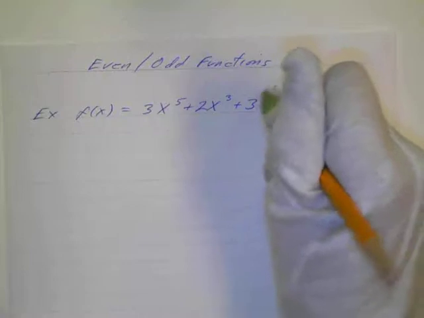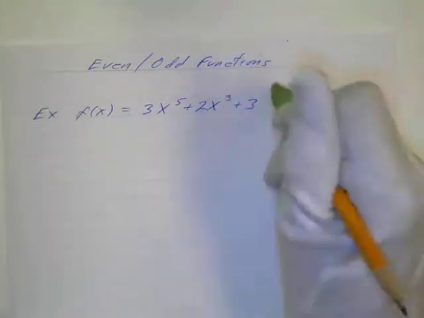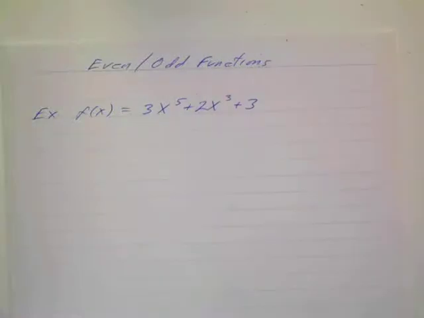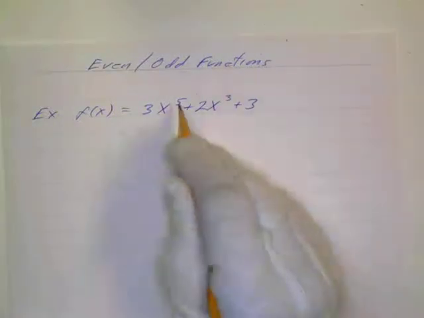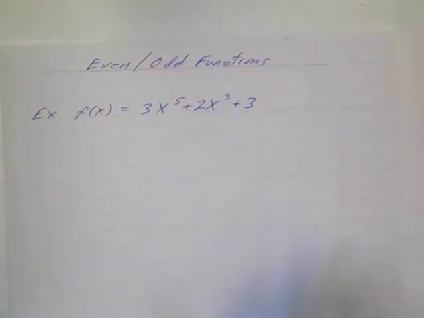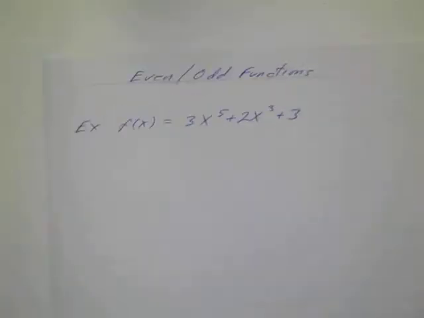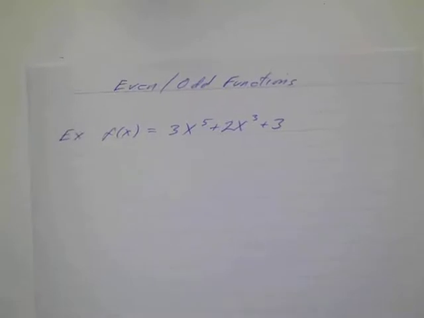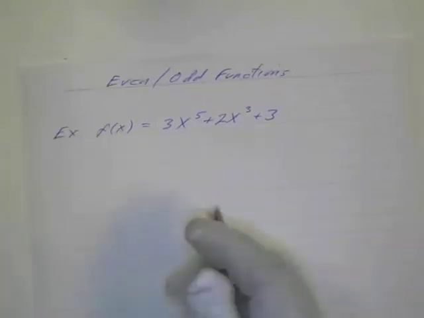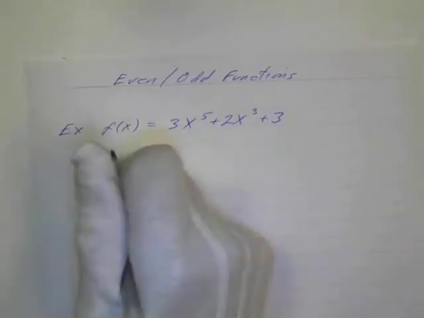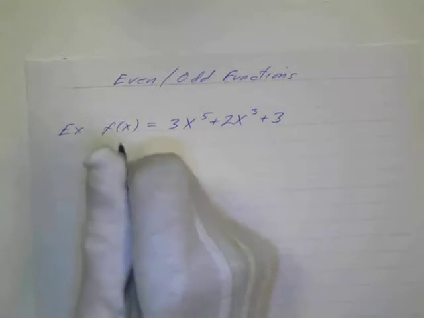Now let's just prove it. We know it's neither. It's neither because we have odd exponents and even exponents. The constant term, by the way, is always even, so that's kind of a giveaway there. So now let's prove it, and let's see if we can show that f of negative x is neither f of x nor negative f of x.